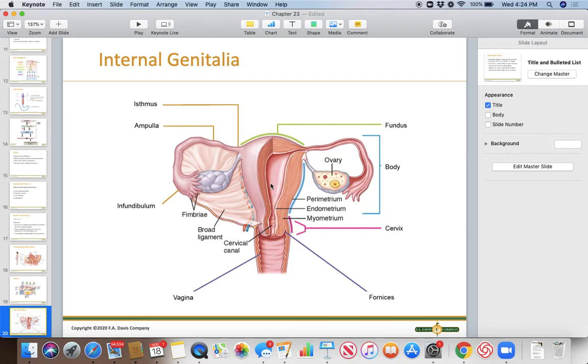The uterus is where the baby develops, and we'll look at the layers of the uterus next. The vagina serves as the birth canal, serves as a passageway for menstruation. It is also the organ of intercourse for females.